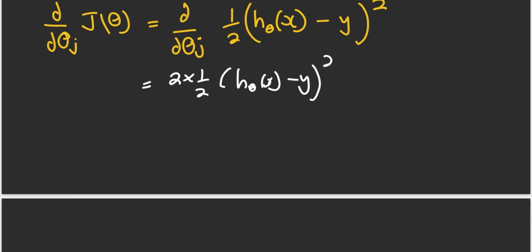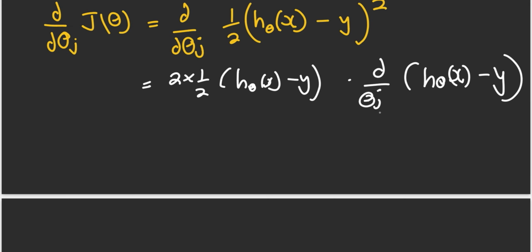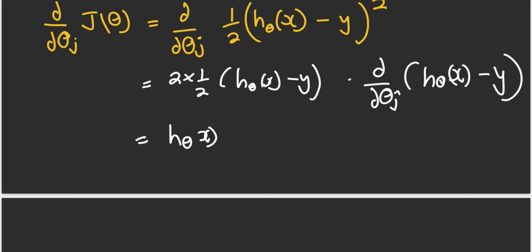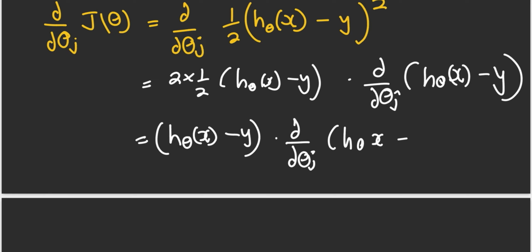So you subtract 1 from the power, which is going to be 1. So do this to multiply by the partial derivative of h theta of x minus y. The partial derivative is like a backward 6 or something like that. So with respect to theta j, this is what we call differentiation. So minus y multiplied by the partial derivative of theta j is going to be h theta of x minus y.